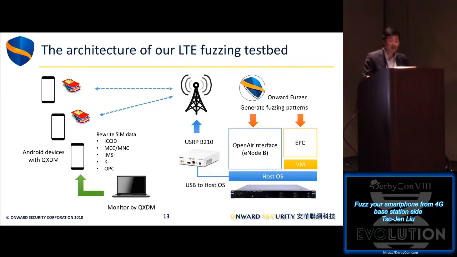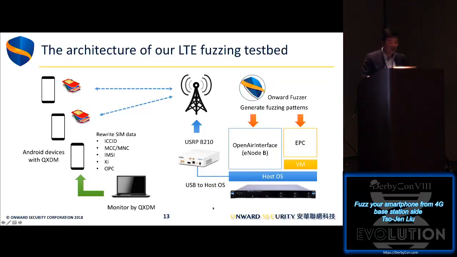You can find this is the testing environment we built. We put the eNodeB and EPC on a single server, and we use a USB SDR device to transmit the LTE signal to the device. We will also monitor the signal with QXDM. This is our fuzzing tester architecture.